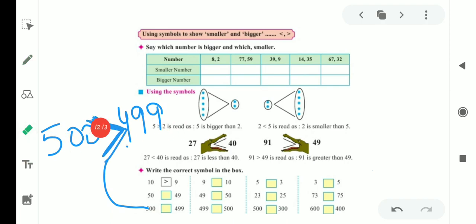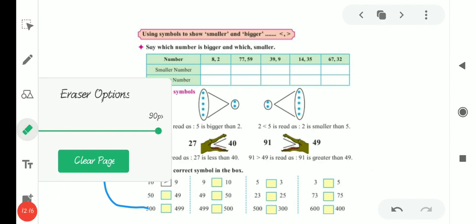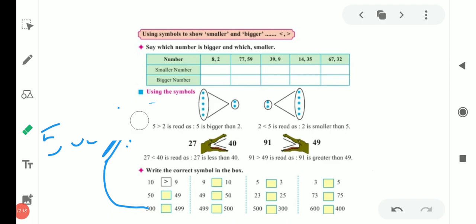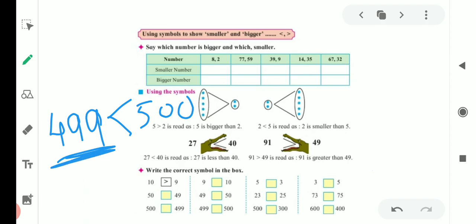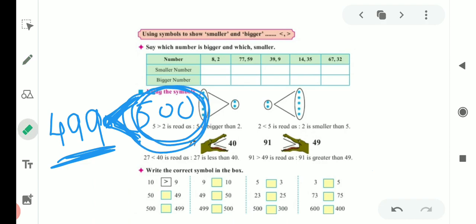Okay, next one. Did you understand what I am teaching? Next one is 499 and 500. Again, 499 is smaller than 500. You are getting how the signs are changing according to the numbers. 499 is the smaller number, so the pointed end will come towards it, and the opening of the mouth always faces towards the greater number. Remember that.